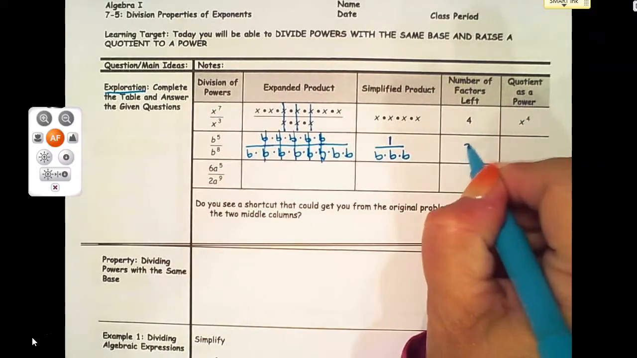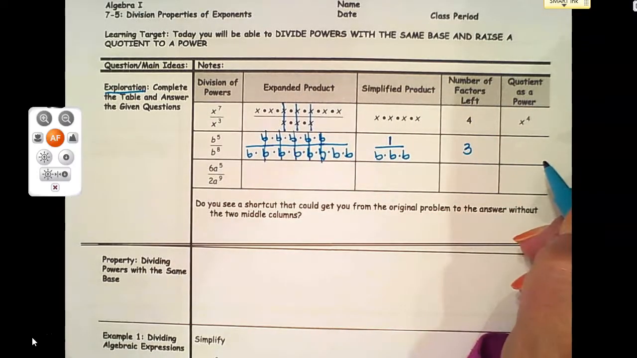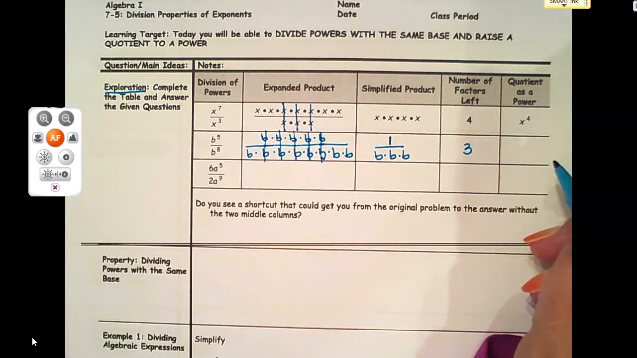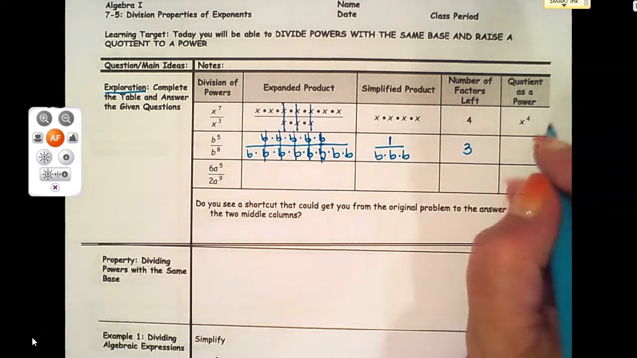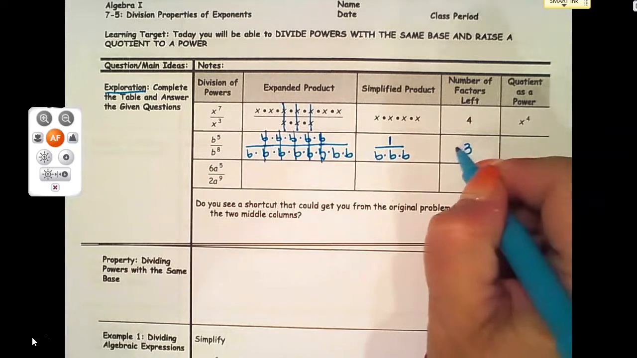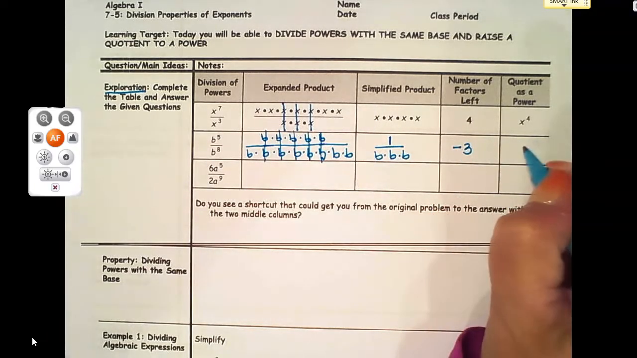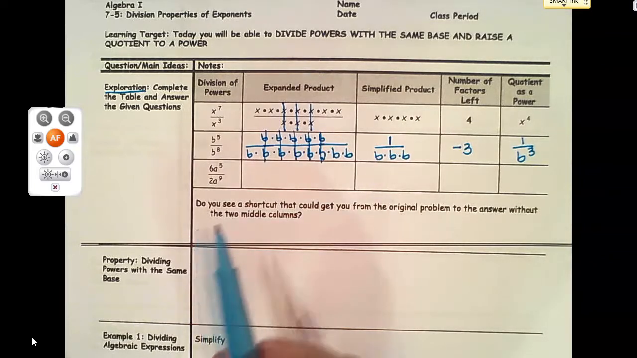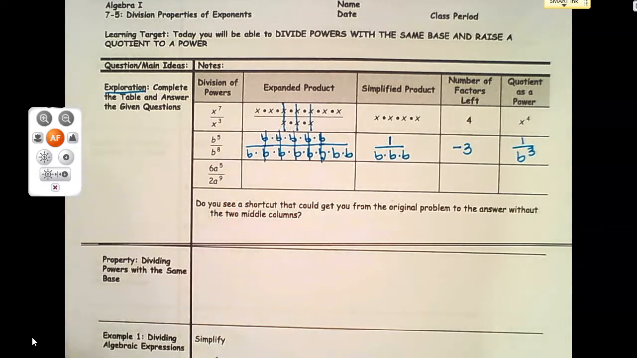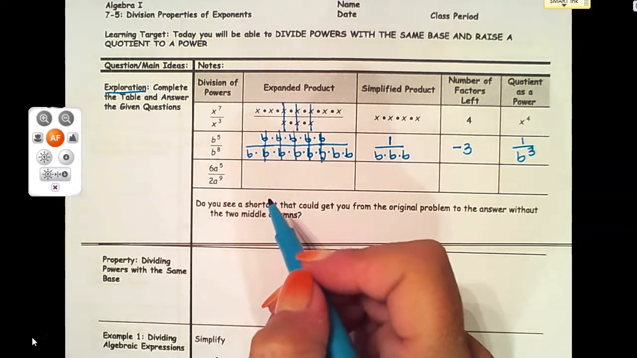So how many factors are left? Well, there are 3 left, but they happen to be on the bottom. So how do we deal with that? How do we write an exponent or a power that's on the bottom? We could think of it as b to the negative 3rd, or 1 over b to the 3rd. And now we're going to see what happens when we have a product divided by another product containing some exponents with the same bases.